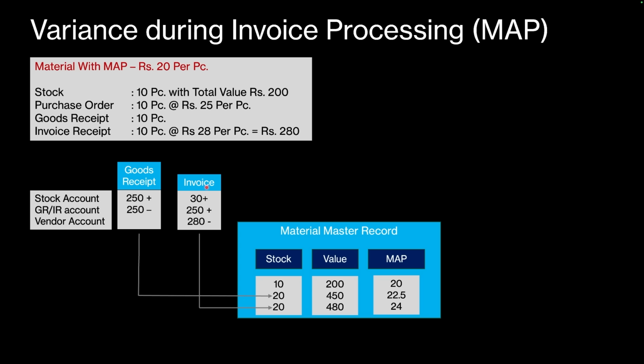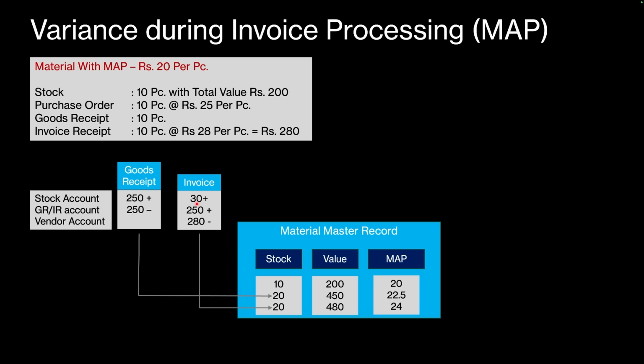Then when you do the invoice, now you are posting a variance, that is you have to pay 280 rupees to the vendor, but you have a GRIR entry of 250 rupees only. So this will get cleared by posting a debit entry against GRIR account for 250 rupees, and a vendor liability will be created for 280 rupees. Now the differential will get posted to the stock account.